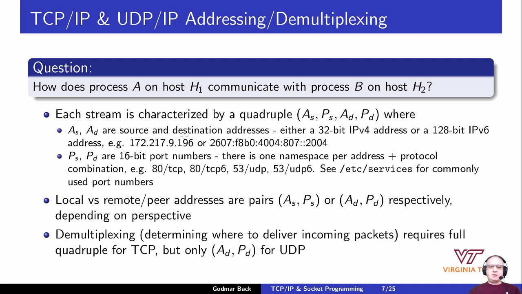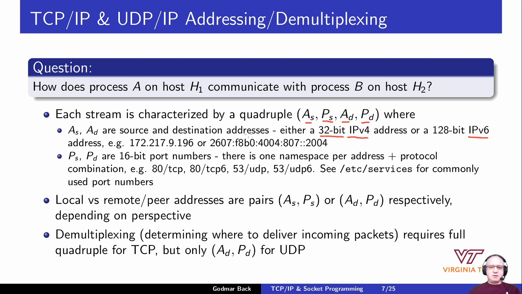The answer is that this requires a quadruple of 2 addresses and 2 port numbers. So specifically, we have a source address, a source port number, a destination address, and a destination port number. These addresses here are either IP version 4 or IP version 6 addresses. IP version 4 addresses are essentially 32-bit numbers, and IP version 6 addresses are essentially 128-bit numbers.